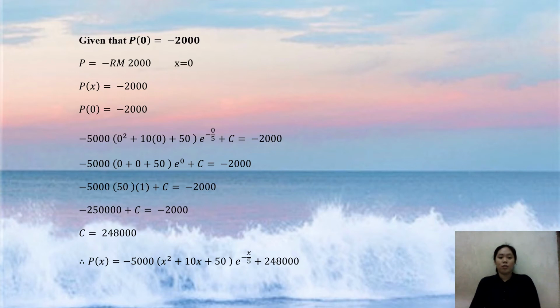Using the data P equals negative 2000 ringgit Malaysian and x equals 0, which means P(0) equals negative 2000. After that, we replace x equals 0 in the function and C equals 248,000 is obtained. Therefore, the total profit function equals negative 5000 (x squared plus 10x plus 50) e to the power of negative x over 5 plus 248,000.